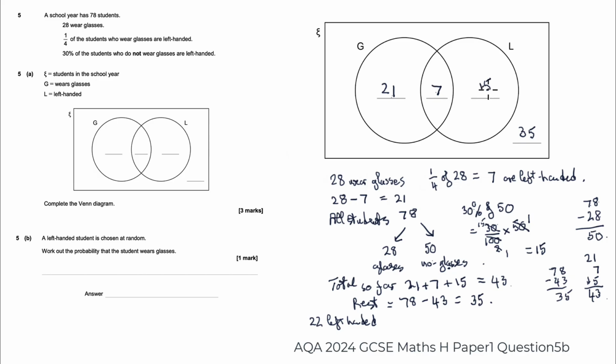One of these is chosen at random. What's the probability that that student wears glasses? Well, there's only 7 out of these 22 that wear glasses. So 7 out of 22, and we would therefore write 7 over 22. That's the probability, 7 22nds, that a student chosen at random that's left-handed will be wearing glasses.